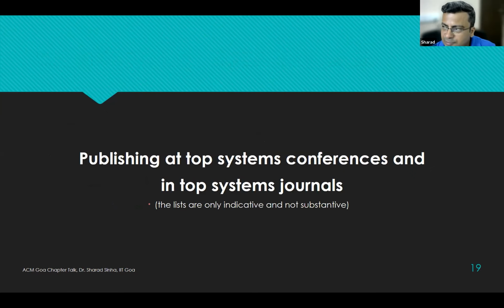Okay. So if one has those skills, in my opinion, one is ready to kickstart the research in computing systems. Now, once one has started research in computing systems, what is the next step? The next logical step is to publish one's research. And one should always try to publish at top conferences and journals.